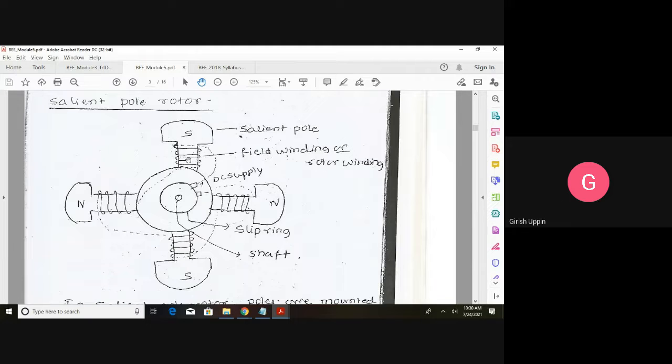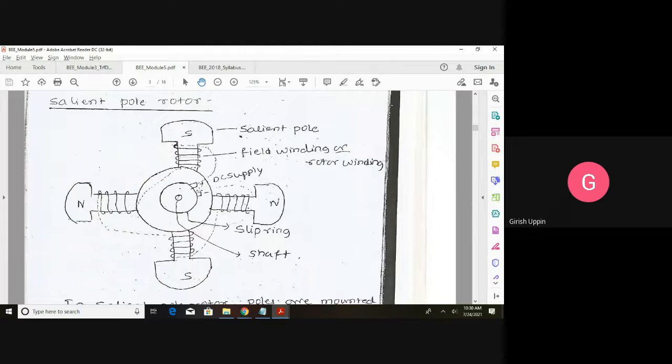This winding is wound in such a way as to produce either a south pole or a north pole. The same winding will continue onto the next pole shoe, and it will be in series with the next winding. Just the direction of the winding will change according to whether we need a south pole or a north pole, and the other end of the wire will come to the negative. To this brush we give the DC supply.